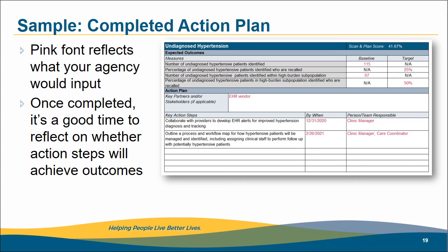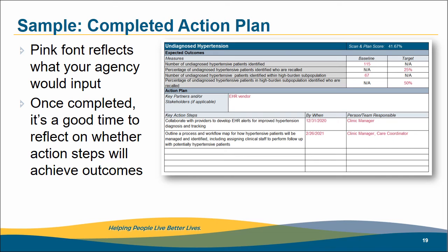We'll start with the expected outcomes, which is a similar process to what your organization would go through with the long-term outcomes. Again, these will be measures that are tracked specifically to this strategy. Here, we identified that there were 115 undiagnosed hypertensive patients, and so the organization set a goal of recalling 25% of those individuals. They did a similar process for that high burden subpopulation, which again will be a subset of the overall population. So we'll see that of the 115 that were undiagnosed hypertensive patients, 67 of those individuals fell within the high burden subpopulation they listed earlier up above in the tab.